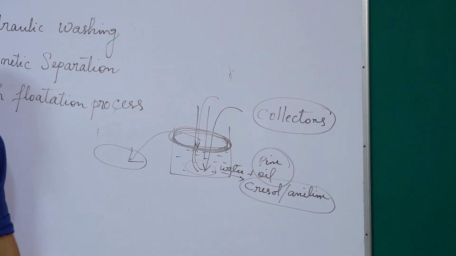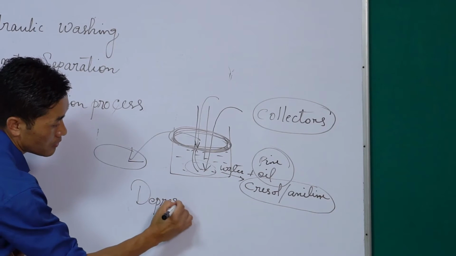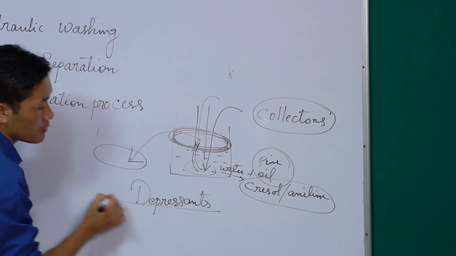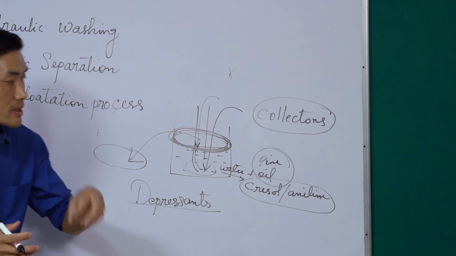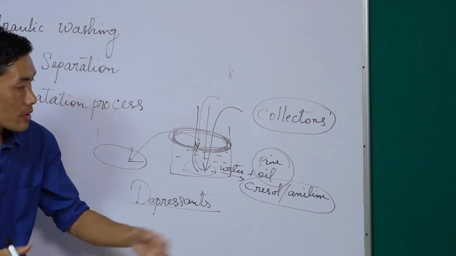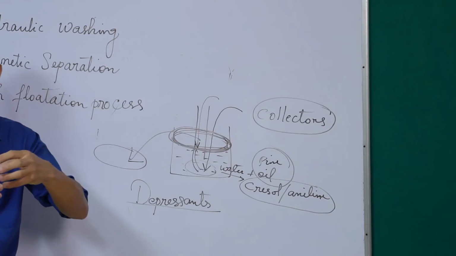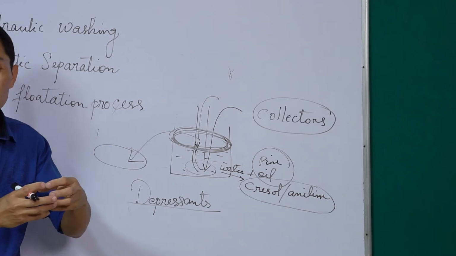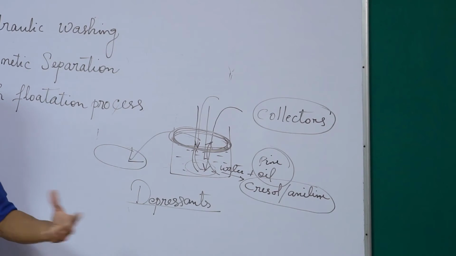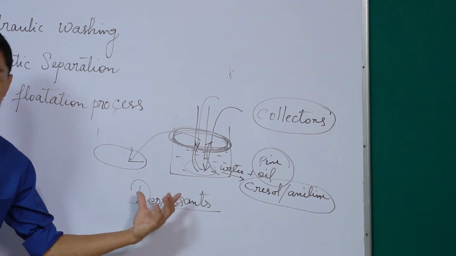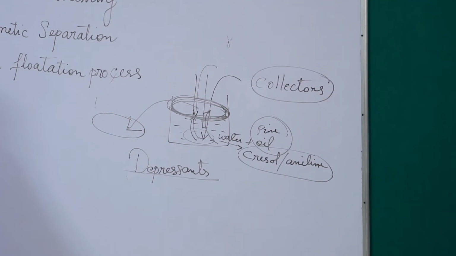In certain cases, we use some other substances which are called depressants. These are used when we want to suppress some compounds or substances from going into the froth. Suppose we want a particular substance, we want to prevent it from going into the froth. In such cases, we use depressants. And these depressants can also be used to separate sulfide ores from each other.